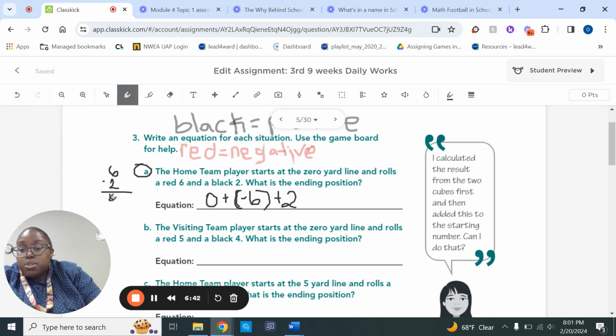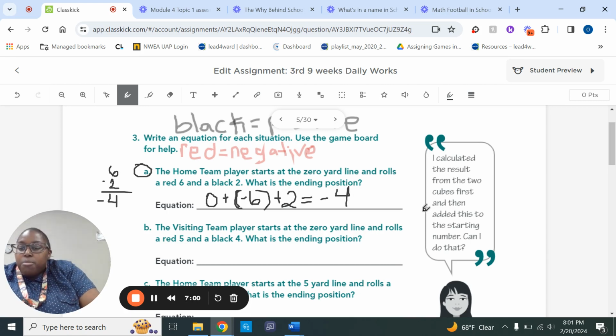I'm going to subtract these 2 numbers. That gives me a 4. Now, looking at my 2 numbers, 6 here and 2 here, 6 is the bigger number, but 6 is also negative. So that gives me negative. So this is negative 4.